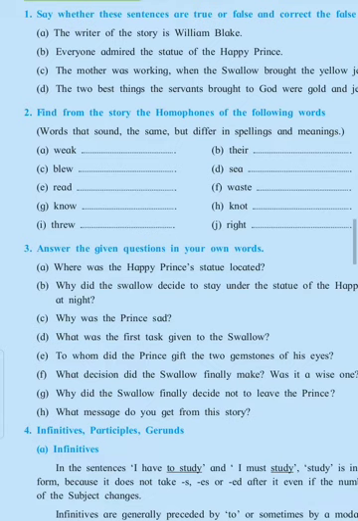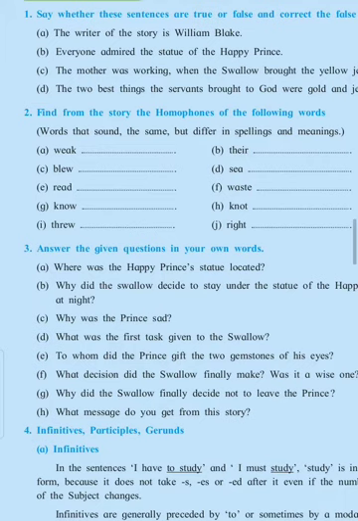The two best things the servants brought to God were gold and the jewel stones. No, the answer is wrong. It is false. The broken heart of the Happy Prince and the dead swallow were the two best things the servants brought to God. The Happy Prince's body was covered with snow. False. The Happy Prince's body was covered with gold. The swallow was flying to France. Wrong. The swallow was flying to Egypt. So, in this way you have to write answers.